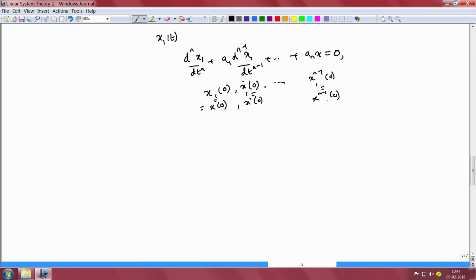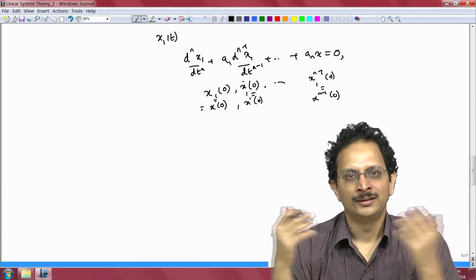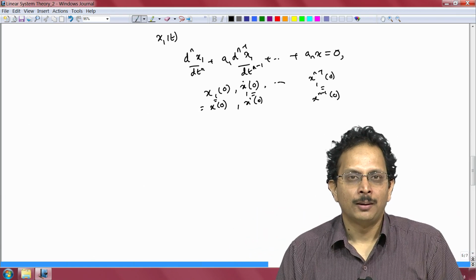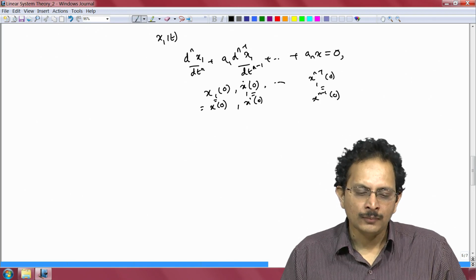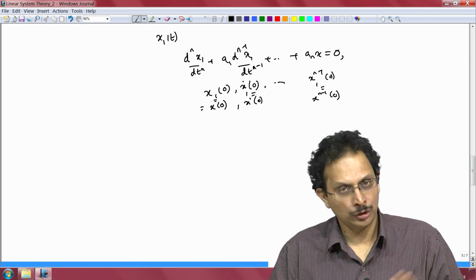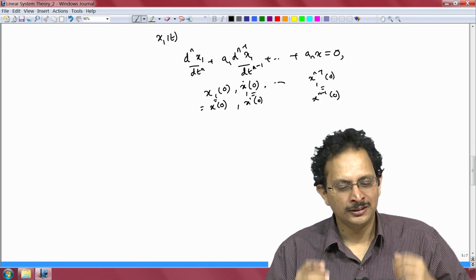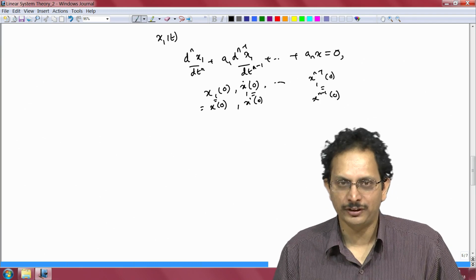Let us assume that there is such a solution x1 of t which we have not discovered, which has a different form compared to what we have just found out, namely x of t equal to sigma c i e power lambda i t, and that is also a solution to this differential equation. Now suppose such a solution were to exist, we shall show in the course of this discussion that x1 of t cannot be different from x of t, it has to be equal to x of t.